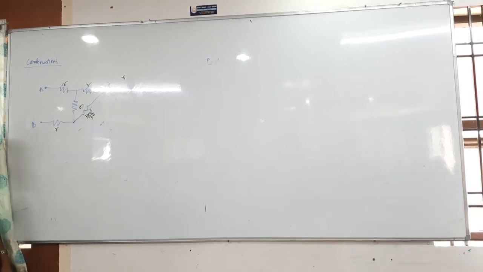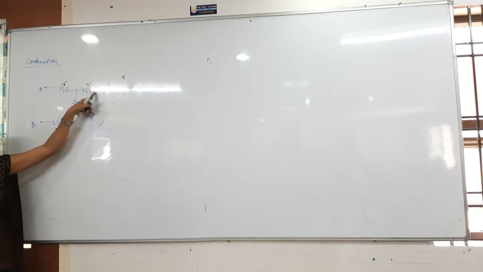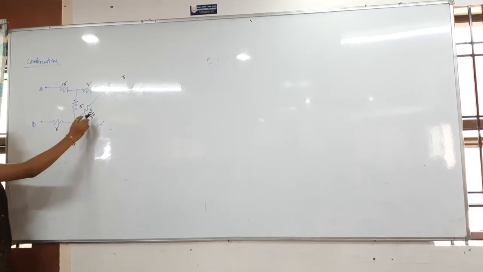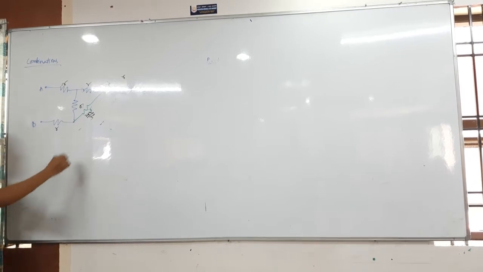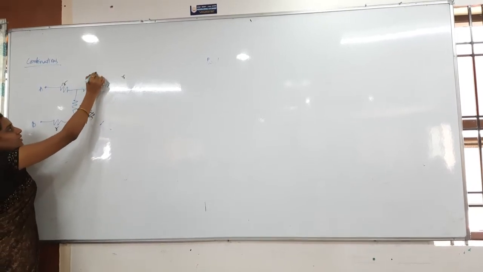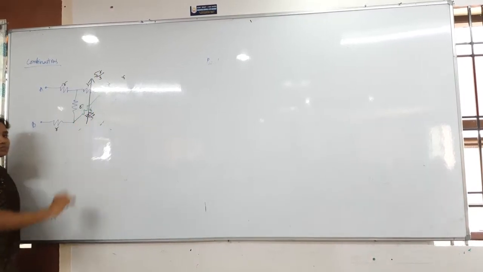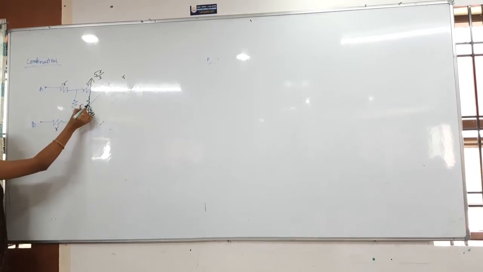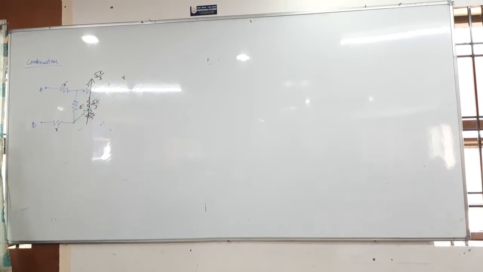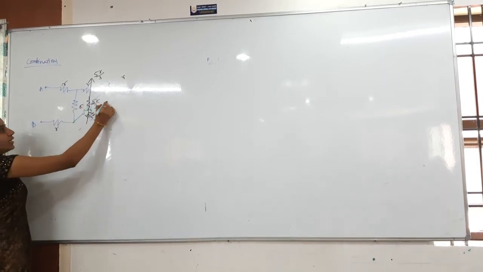You understand, right? Now these two are in which combination again? Series combination. So 2R by 3 plus R, nothing but how much will we get? 5R by 3. So together this becomes 5R by 3. Now this 5R by 3 and then R, which combination? Parallel combination.